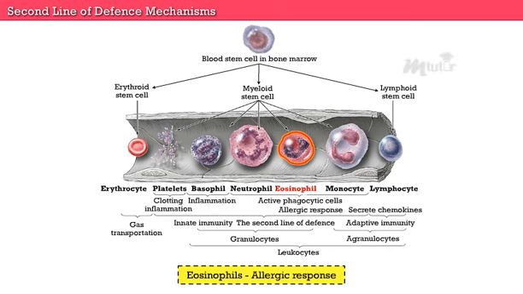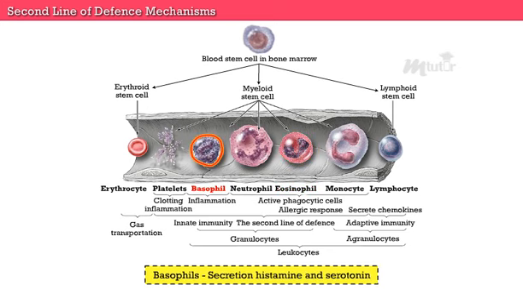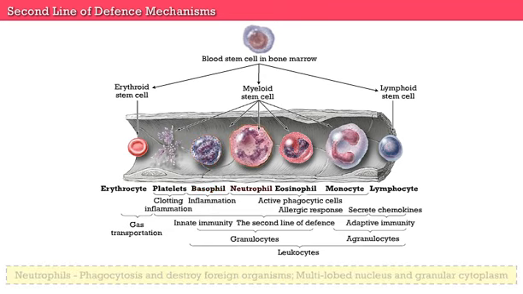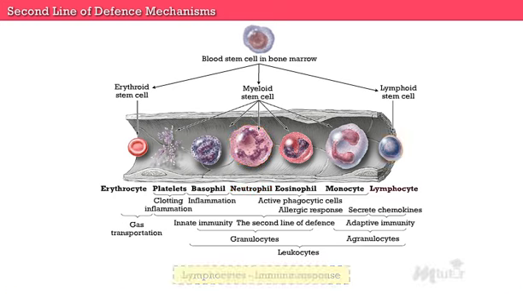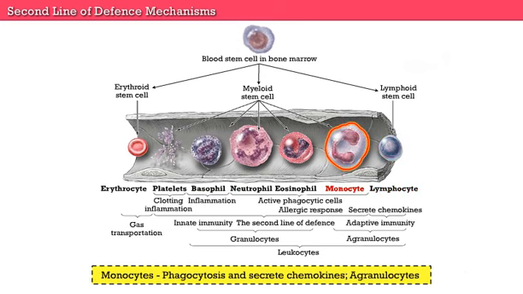Eosinophils are responsible for allergic responses. Basophils are responsible for the secretion of histamine and serotonin. Neutrophils are responsible for phagocytosis and destroy foreign organisms. They have a multilobed nucleus and granular cytoplasm. Lymphocytes are responsible for immune responses. Monocytes are responsible for phagocytosis and secrete chemokines.